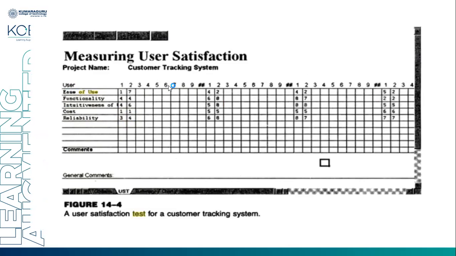Up to 9 users can record and store their values for the different kinds of tests, which are shown in different segments. So a user satisfaction test for a customer tracking system is shown here. Here 2 users have recorded their values. We already discussed that it is a 10-point scale, where 1 is the least and 10 is the most. The users record a value for each parameter, and these are taken as the test attributes.